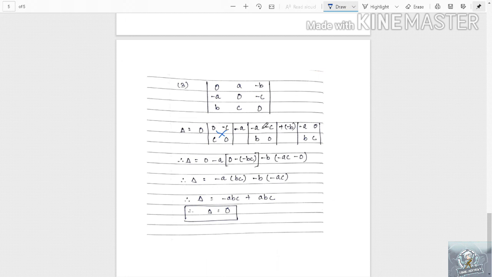Then solve next. Here also cross multiplication. So what will we get? 0 into minus A will become 0. We have to put minus, and in bracket minus BC will come. Next sum. Here also cross multiplication. Minus AC. Here we have to put minus B, then in bracket minus AC, and B into 0 will become 0. So next here we get one equation. We have to solve first bracket.